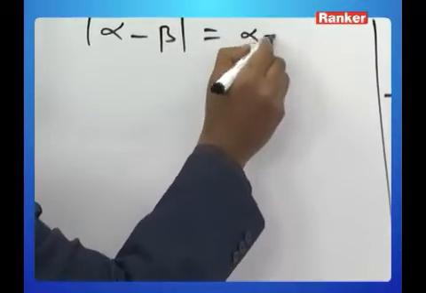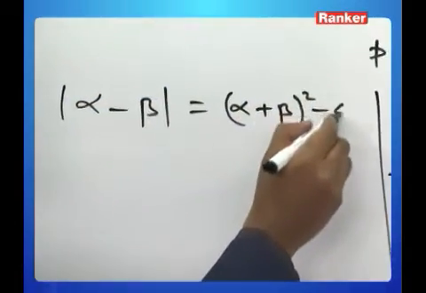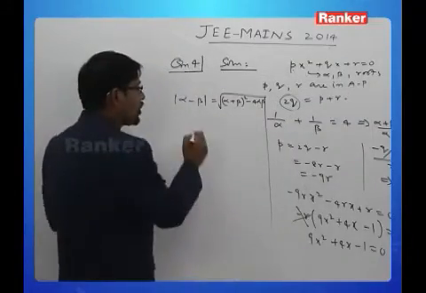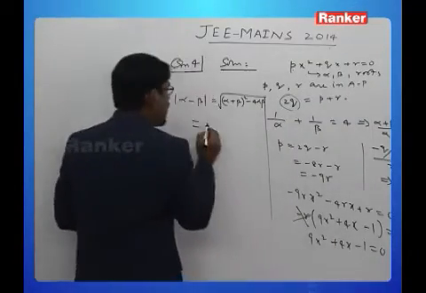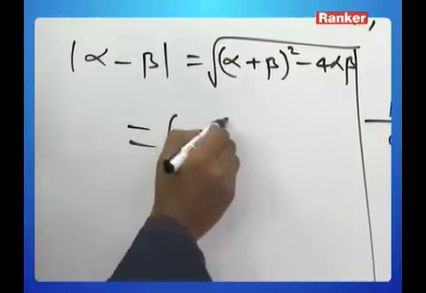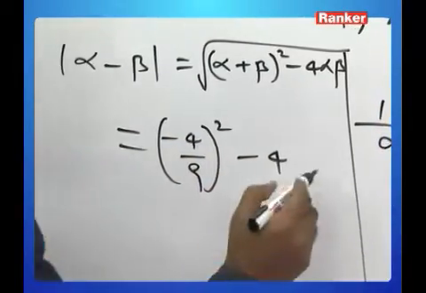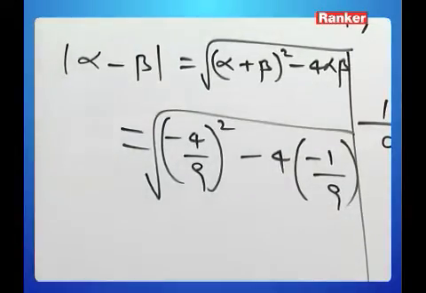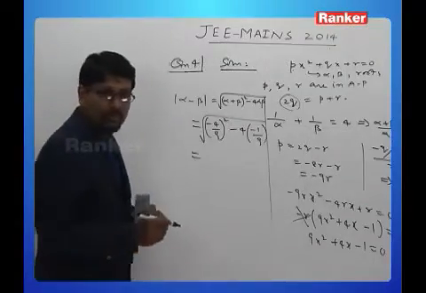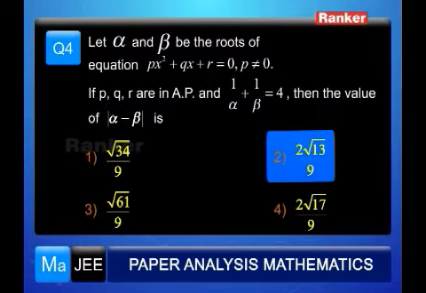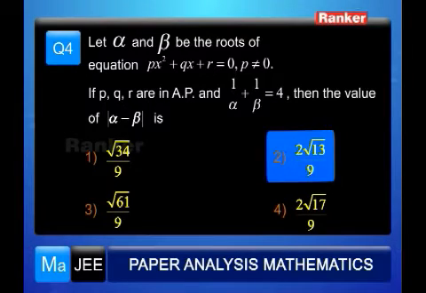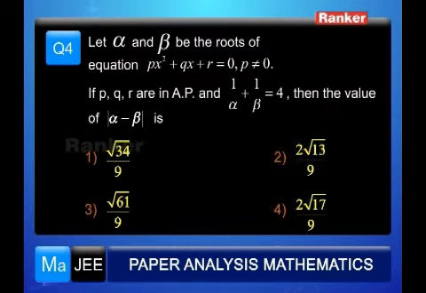Modulus of alpha minus beta is equal to under root of alpha plus beta the whole square minus 4 into alpha beta. So what do we have here? What is alpha plus beta? Minus 4 by 9. So minus 4 by 9 whole square minus 4 into alpha beta, which is minus 1 by 9, under root. So that comes out to be clearly option 2, 2 root 13 by 9, and option 2 is the right answer.